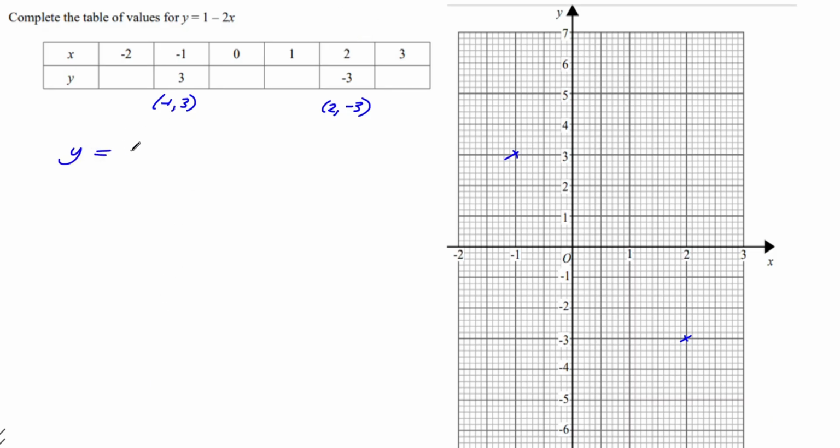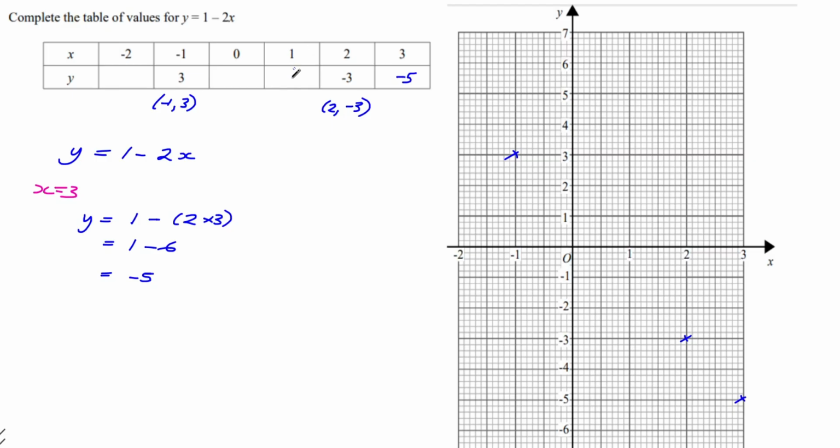So the y coordinate is equal to 1 subtract 2 times the x coordinate. So let's just do when x is equal to 3. We are doing y coordinate is equal to 1 subtract 2 times 3, which is 1 subtract 6. 1 take away 6 is minus 5. So when x is 3, y is negative 5.